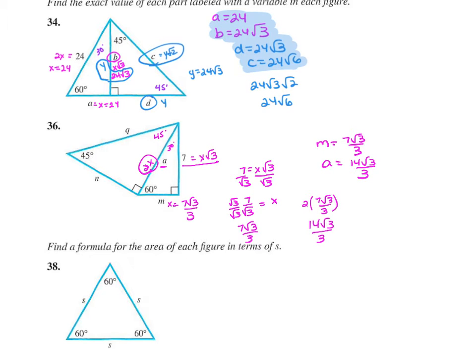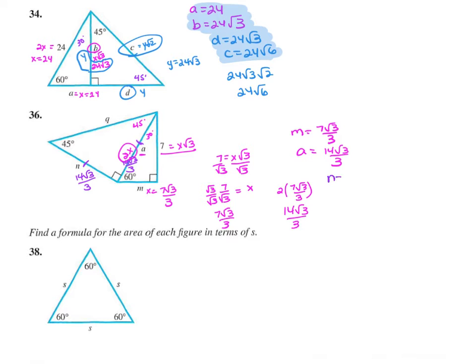And that feeds into the other triangle. So in the 45, 45, 90 triangle, these two are the same. So if that A is 14 square root 3 over 3, so is this side, which means N is 14 square root 3 over 3. And then this would be 2 times 14 square root 3 over 3. And that gives me Q is 28 square root 3 over 3.